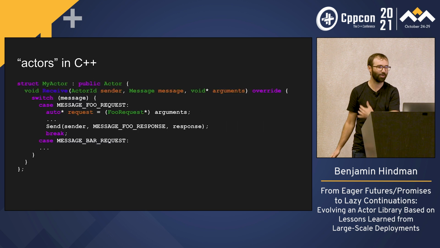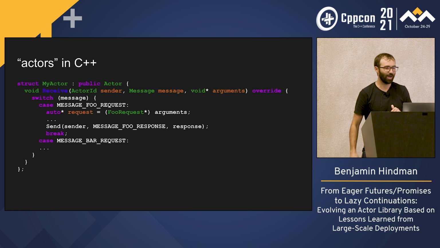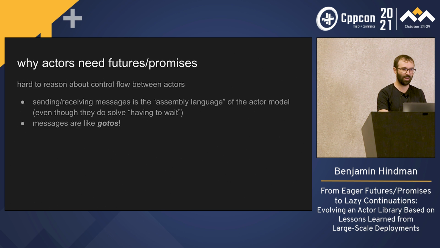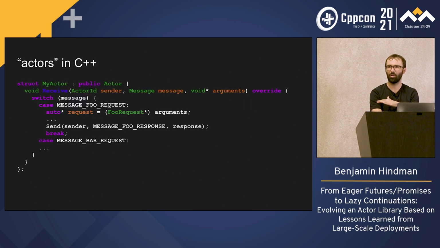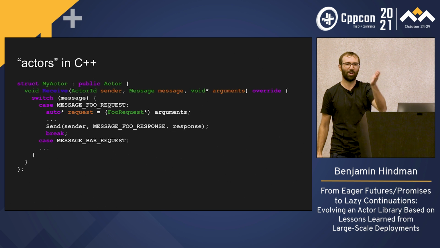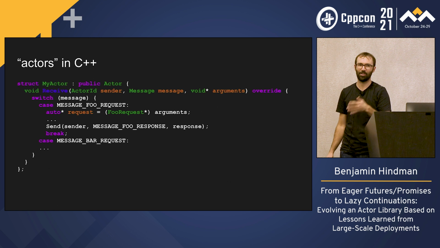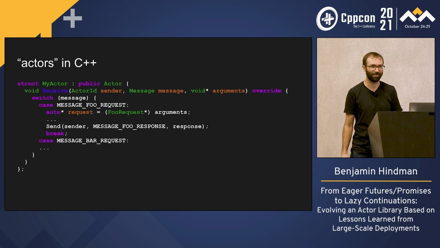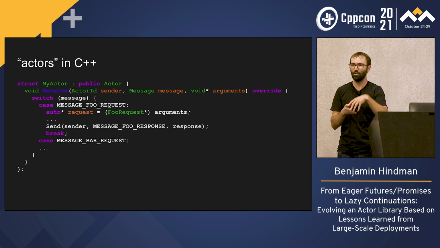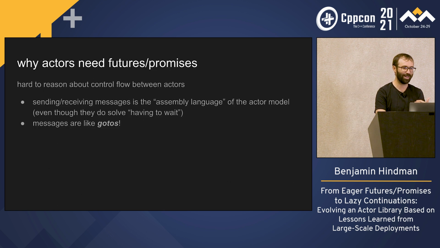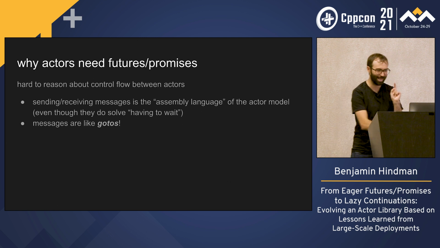So if we get back to this world of actors in C++ that I talked about earlier, when you think about what this code is actually doing, I think the gentleman here asked a great question: what happens after an actor does a send from one actor to another? And I said, well, it goes on and does something else until it gets a response. That response has no locality to the send. There's no composition of the code between when it does a send and when it gets a response. It's hard to reason about the control flow in these actors.